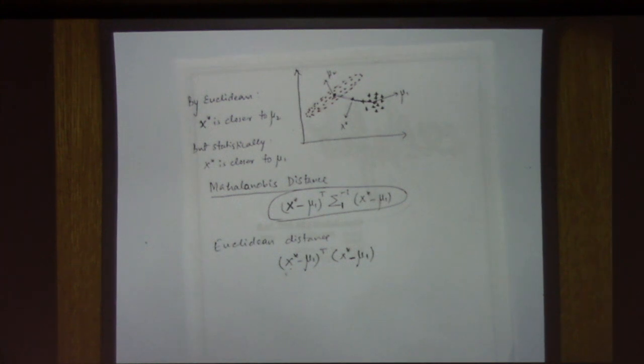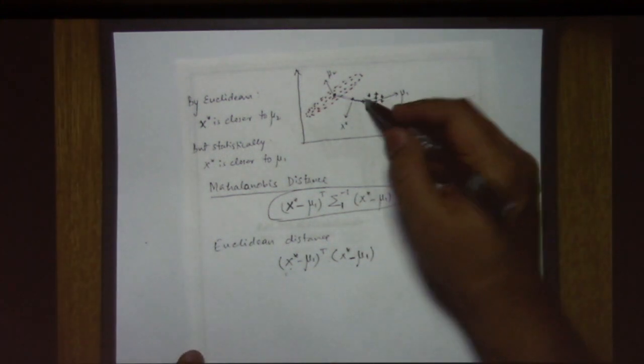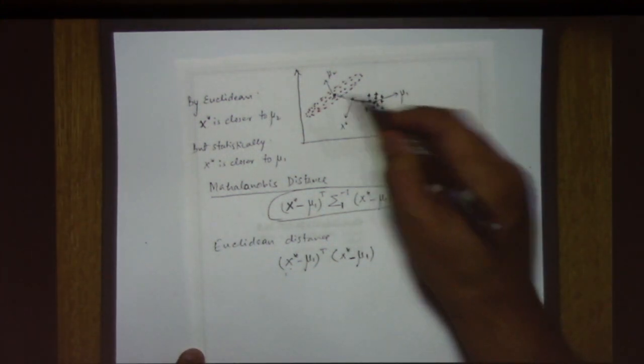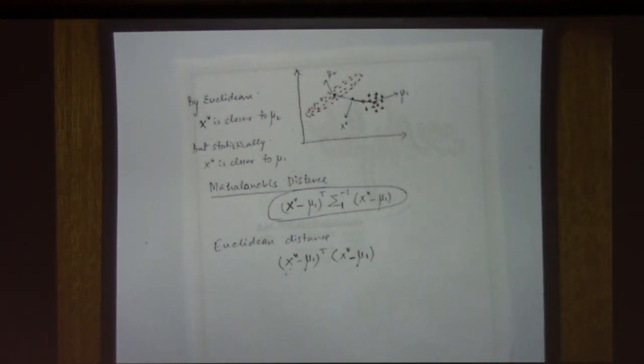So what happens then is that you compute the Mahalanobis distance between this and each of the means, and whichever is closest, you say that that is my true class. Any questions so far?